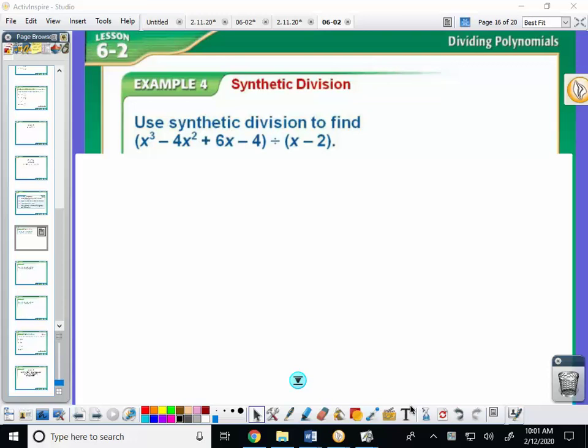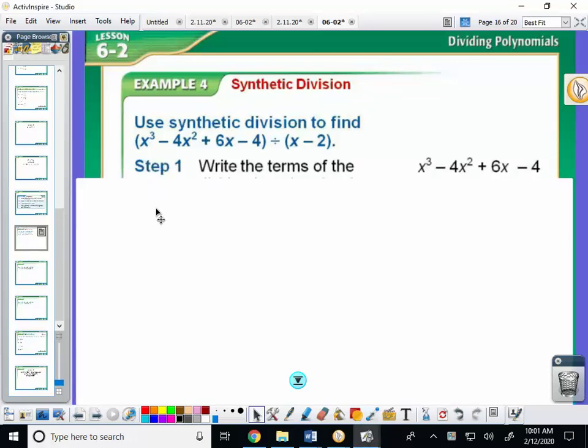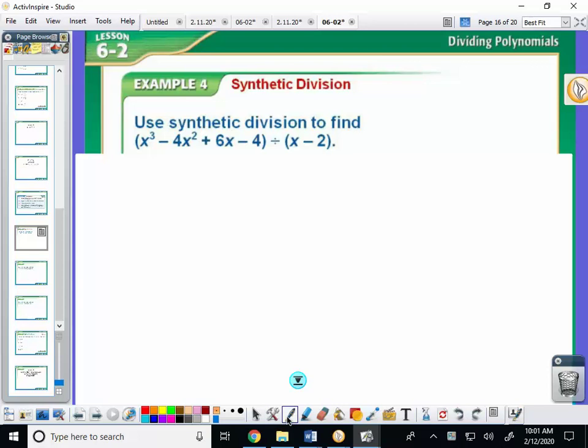Using synthetic division. This is section 6.2. The first thing I want you to do is make a little box off to the side. In that box off to the side, I'm going to put the number 2.